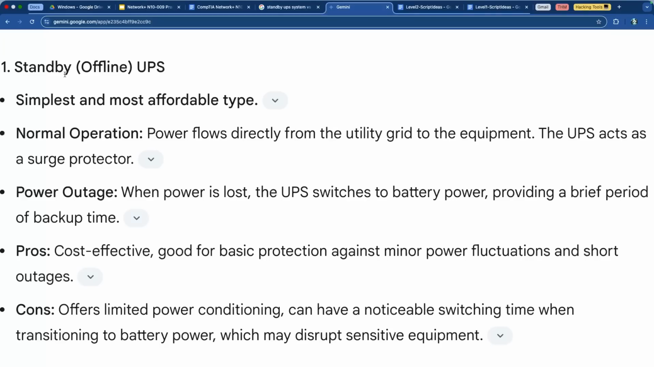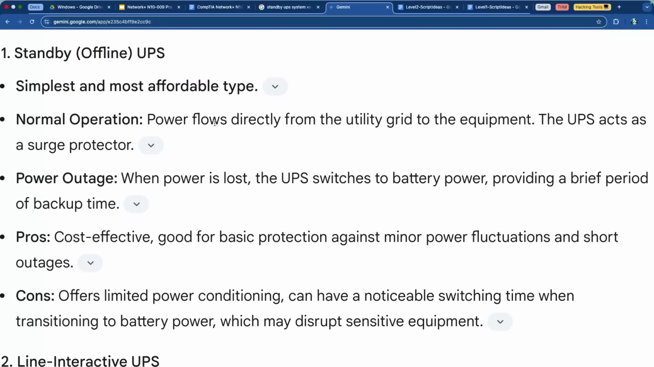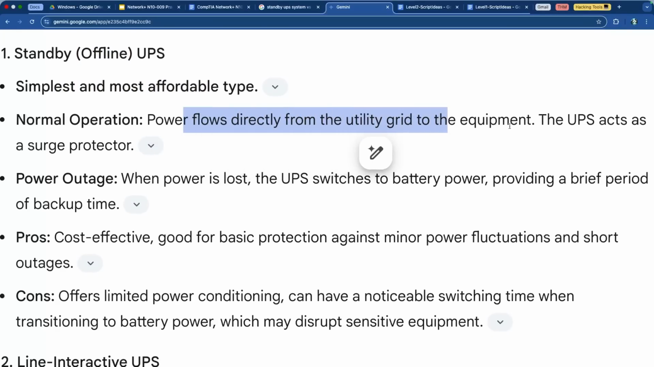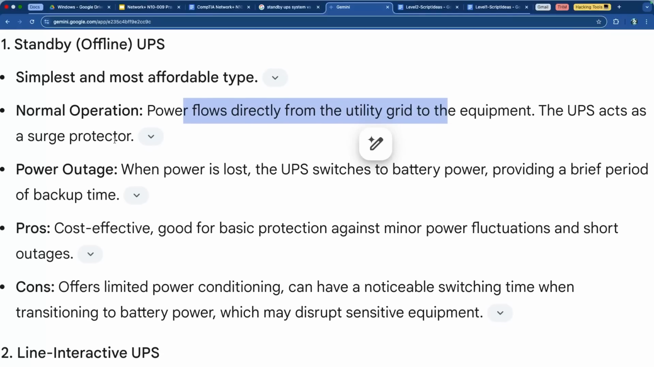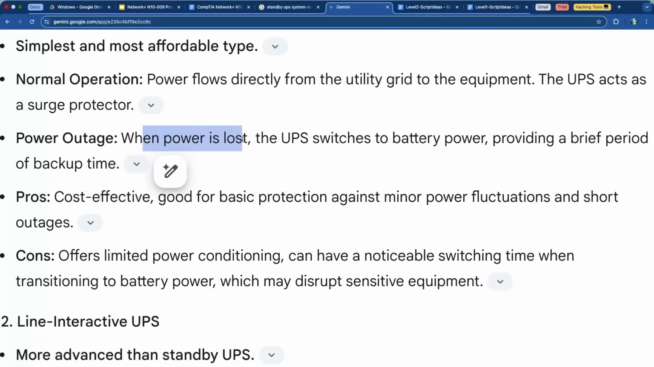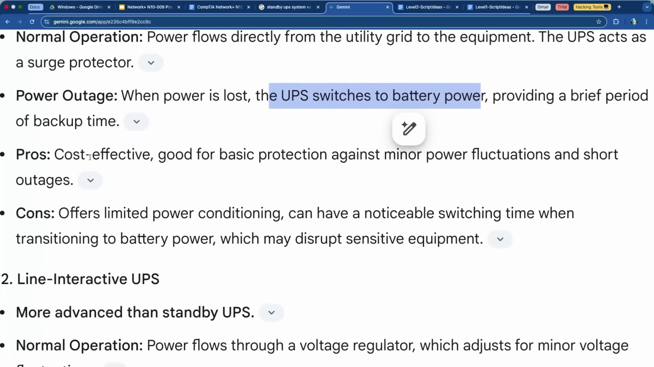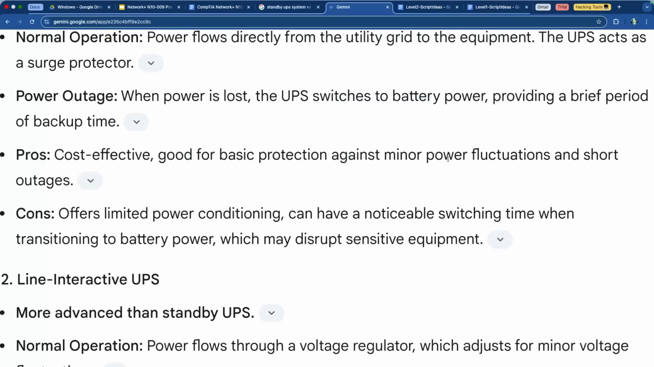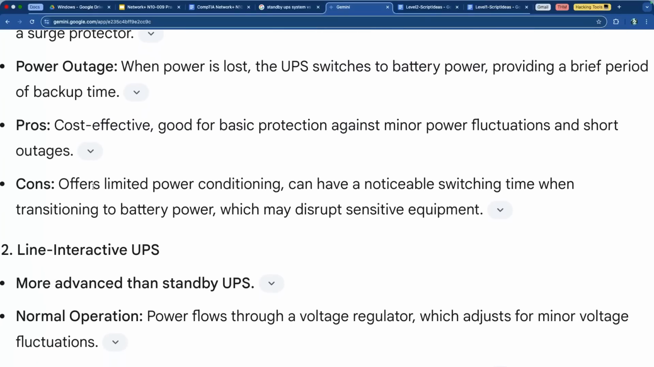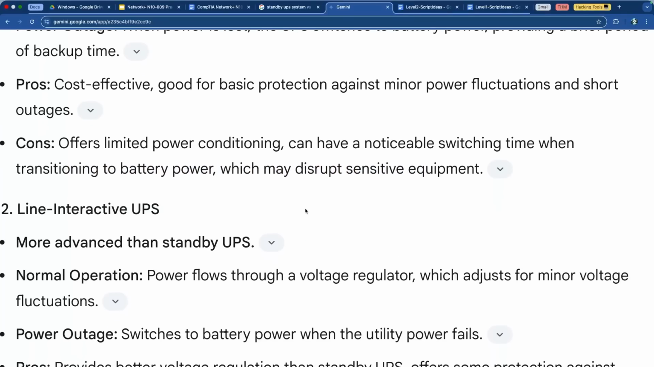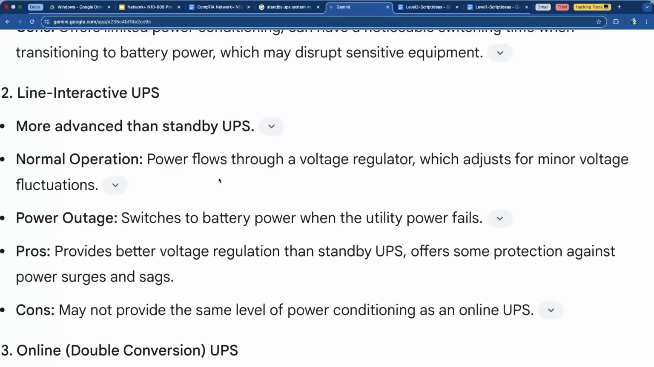Okay, so the standby UPS is an offline UPS. It's the simplest and most affordable. Power flows directly from the utility grid to the equipment, and the UPS acts as a surge protector. When the power is lost, the UPS switches to battery power, providing a brief period of backup time. It's cost effective, good for basic protection against minor power fluctuations and short outages. It offers limited power conditioning and can have a noticeable switching time when transitioning to battery power, which may disrupt sensitive equipment.